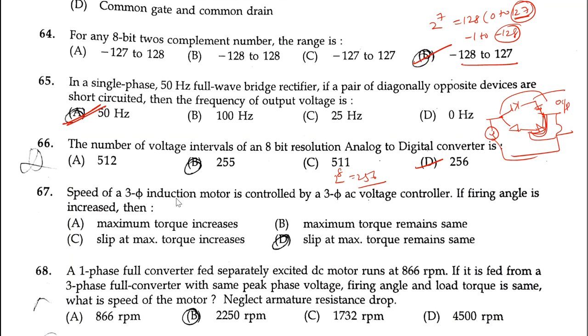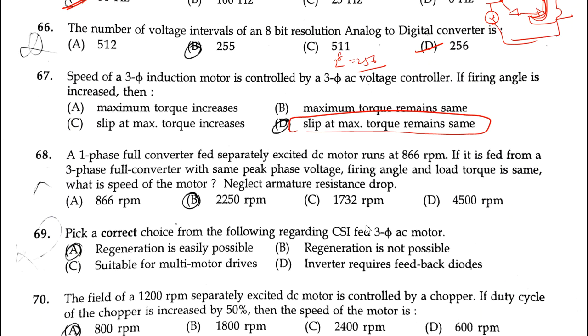Next one: the speed of a 3-phase induction motor is controlled by a 3-phase AC voltage controller. If the firing angle is increased, what will happen? Increasing the firing angle means the voltage is going to decrease, but the slip at maximum torque remains the same. So the answer will be D here.